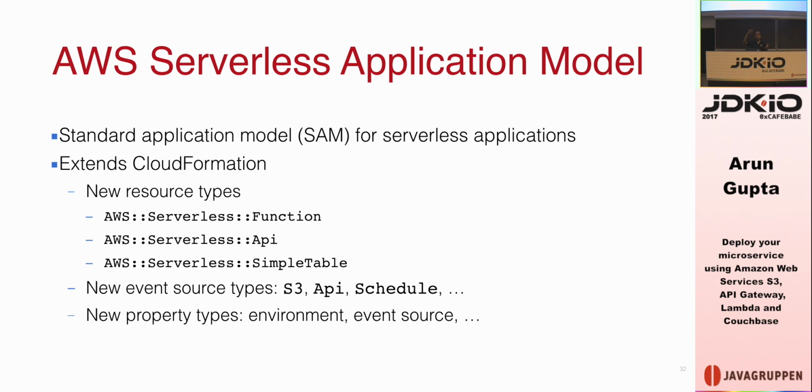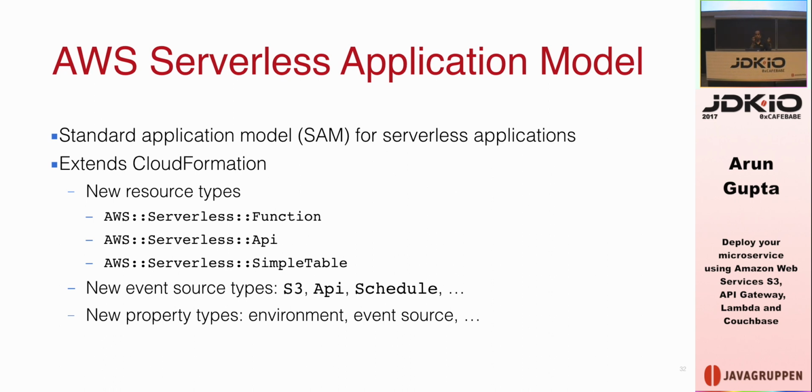So a CloudFormation template is nothing but a way by which you can create a set of AWS resources in a predefined way, and SAM just extends that. Essentially, it adds new resource types. First is a serverless function, then a serverless API, and then a serverless simple table. The API is the REST API, which triggers a serverless function.